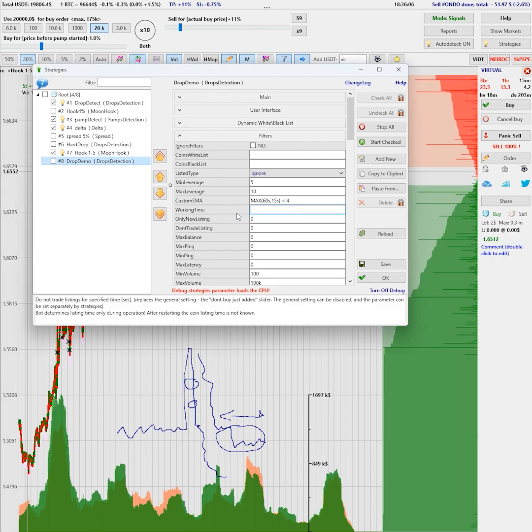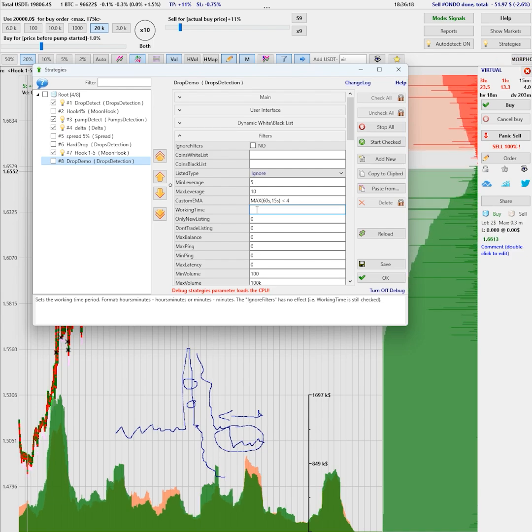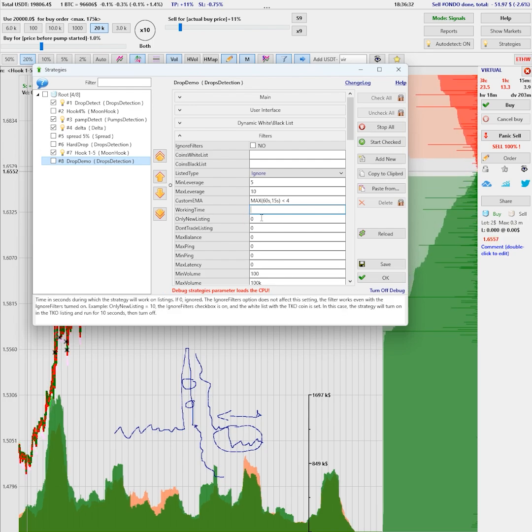Okay, working time. So I do not use this, but essentially you can set it up to work during certain hours. Let's say you only want to trade the Asia session, you only want to trade the New York Open, or you want to trade anything besides New York. Or maybe there is a time in a day where nothing happens, for example. You can use that filter to set this up. Not many people use that. I have not seen anyone use that.